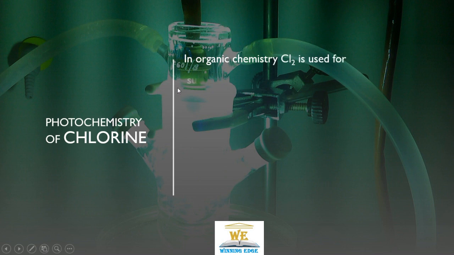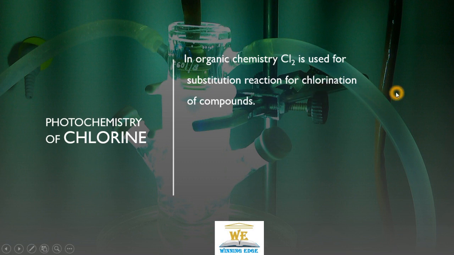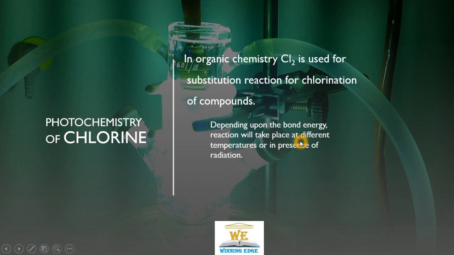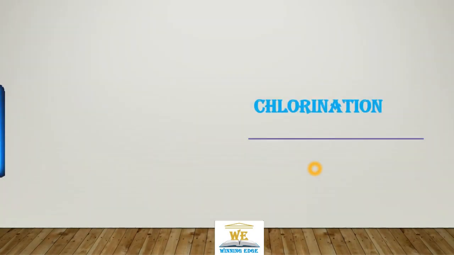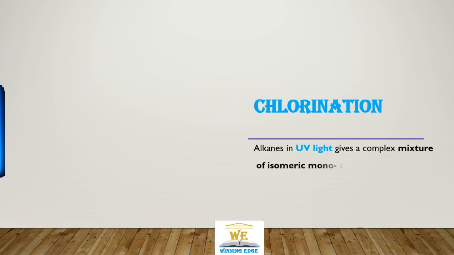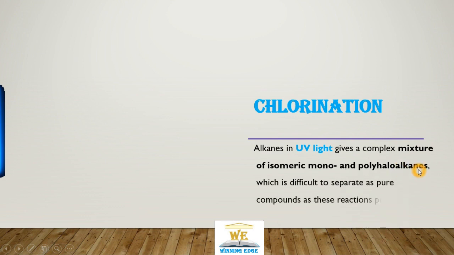Next, chlorine is used in photochemistry as well. In organic reactions, it is used to chlorinate hydrocarbons. Depending upon the bond energy, the reaction will take place at different temperatures or in the presence of radiation. Let's see, we have alkanes. In the presence of UV light, we get a complex mixture of isomeric mono or poly haloalkanes, which are obviously difficult to separate.